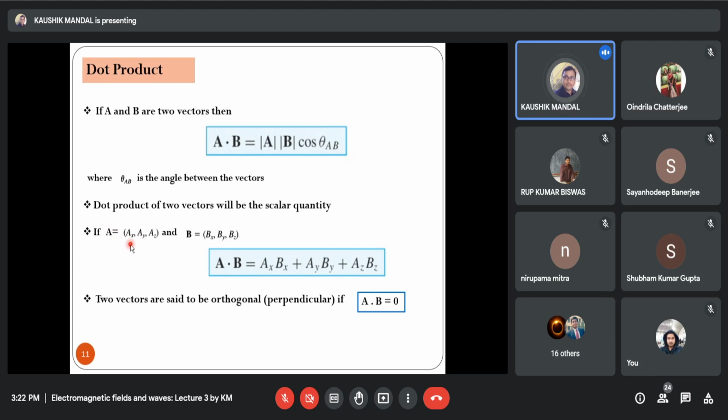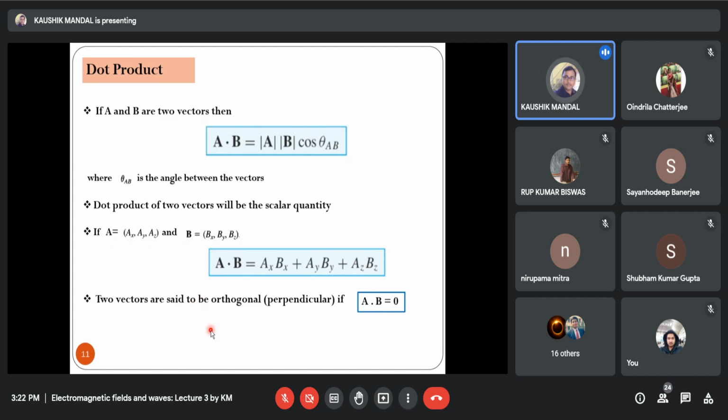Now if we consider two vectors, A with coordinate point ax, ay, az, and similarly another vector B with coordinate point bx, by, bz, then what will be A dot B? Simply, A dot B will be ax bx plus ay by plus az bz, and that dot product will be a scalar quantity.